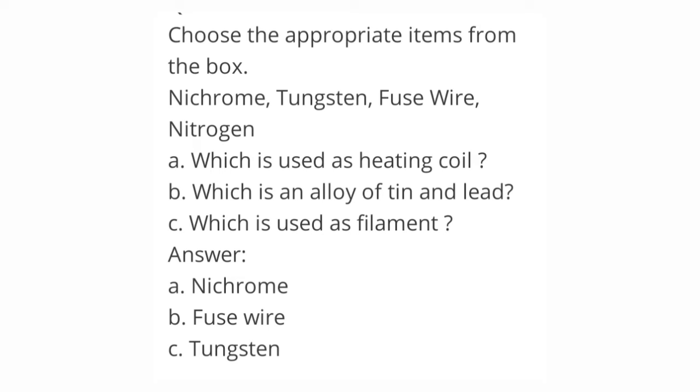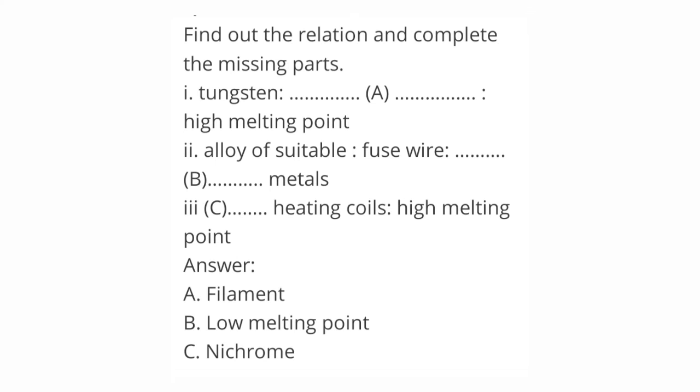Choose the appropriate items from the box: nichrome, tungsten, fuse wire, nitrogen. A. Which is used as heating coil? B. Which is an alloy of tin and lead? C. Which is used as filament? Answers are A. Nichrome, B. Fuse wire, C. Tungsten.